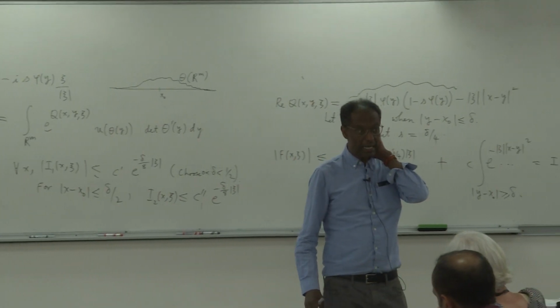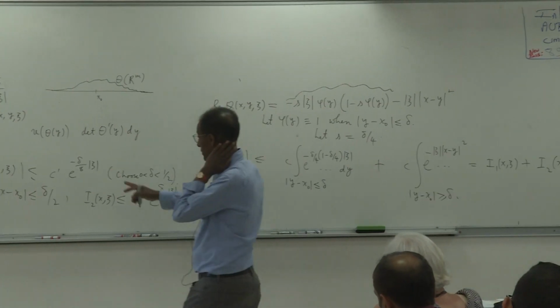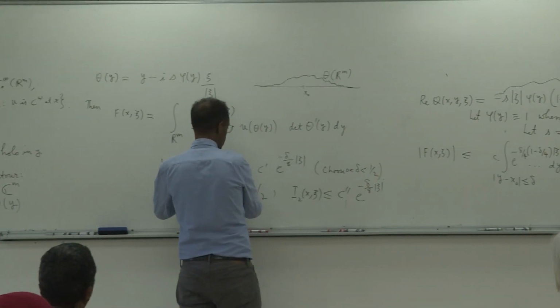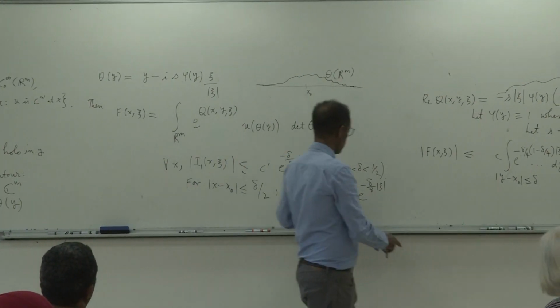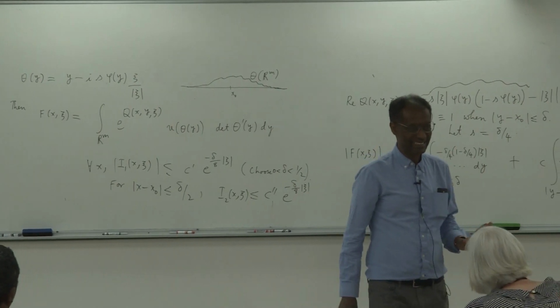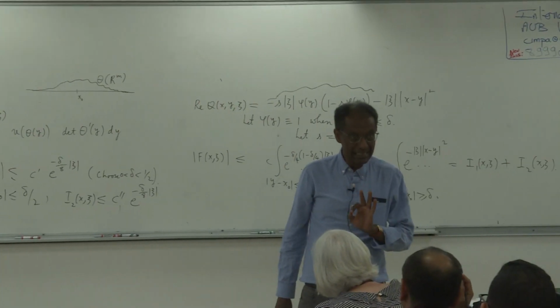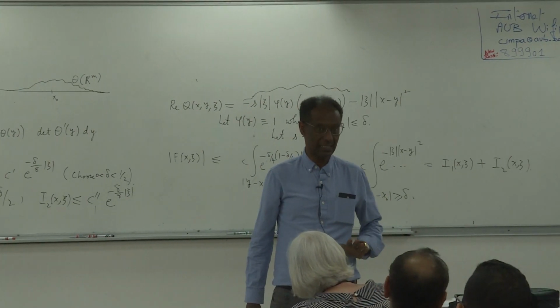So the FBI was less than or equal to I1 plus I2, and both have exponential decay. Is that clear? For all x near x naught, but any c. Okay?